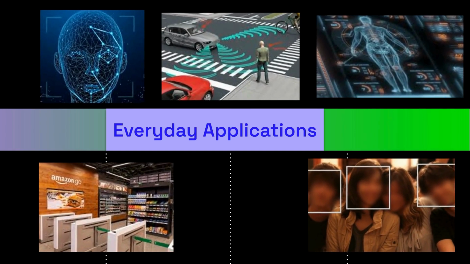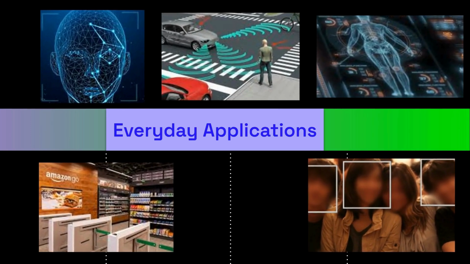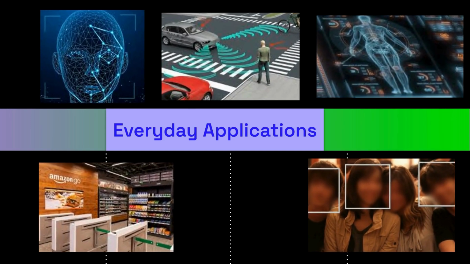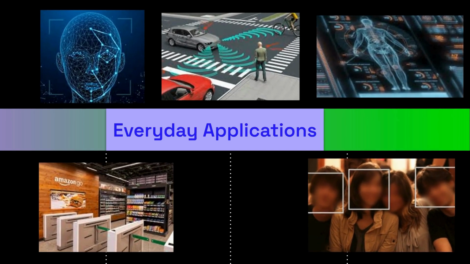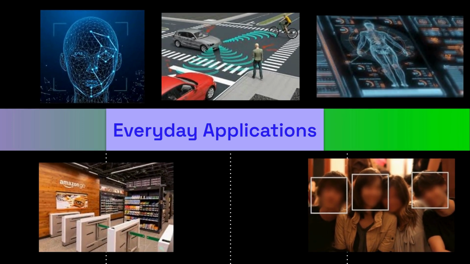Fourth is retail. Have you heard of Amazon Go stores? You can just walk in, pick up products and walk out. Cameras and vision systems track what you take and the system bills you automatically, no cashiers, no checkout lines.